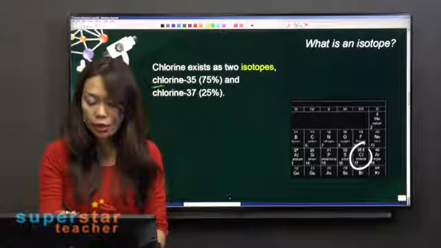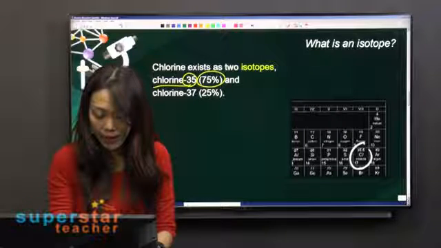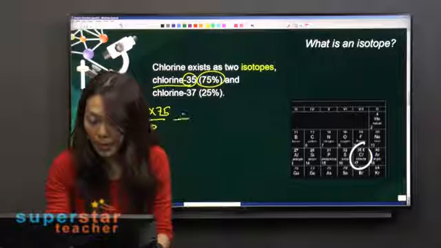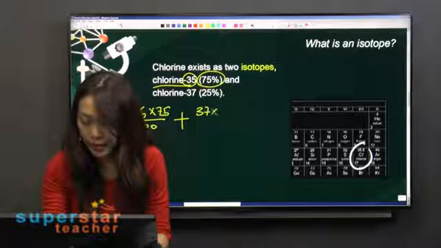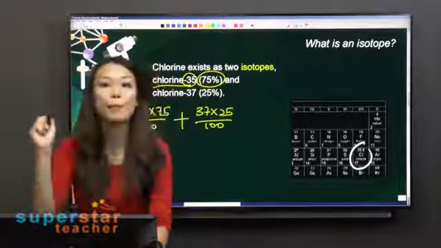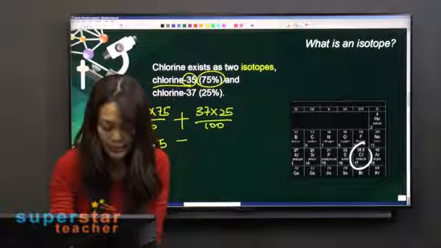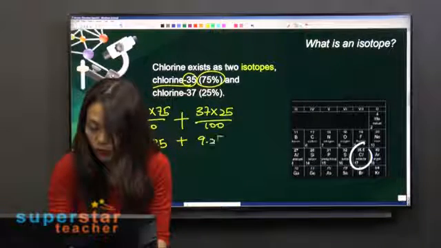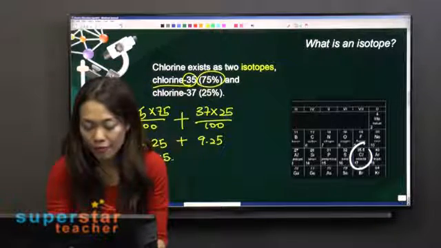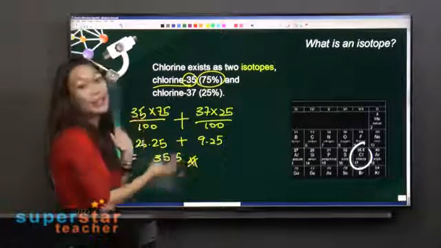Because this is chlorine-35 at 75%, you will simply use 35 times 75 over 100 plus 37 times 25 over 100. Simple mathematics, punch in the numbers. Quickly, you will get 26.25 plus 9.25. And if you sum them up, you get a beautiful number of 35.5. Voila! This is how you get chlorine 35.5.